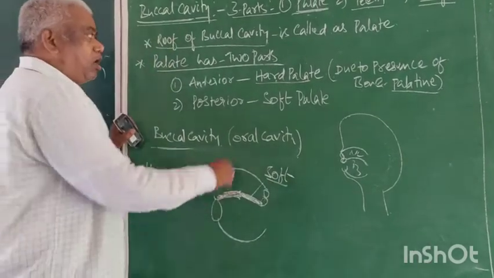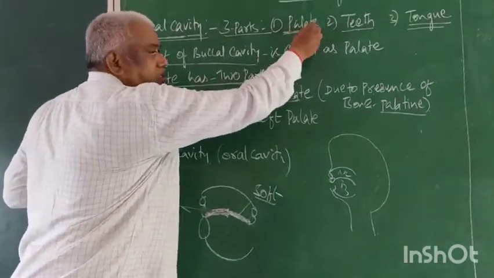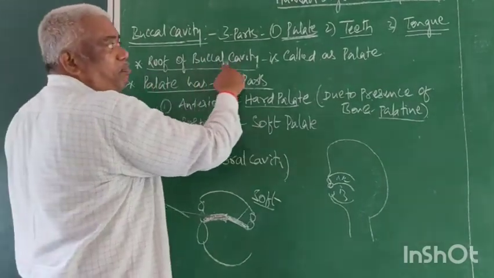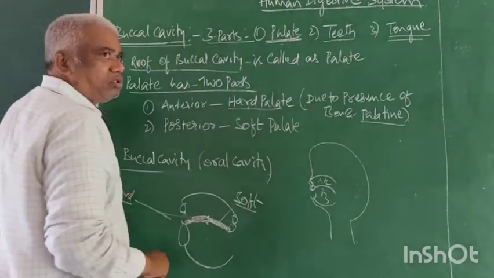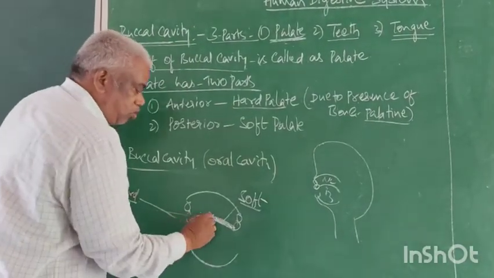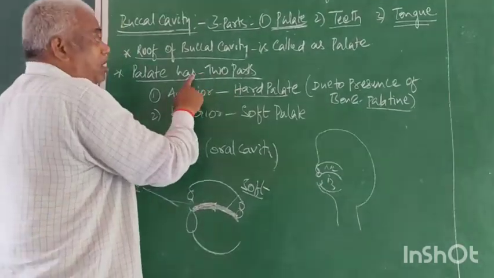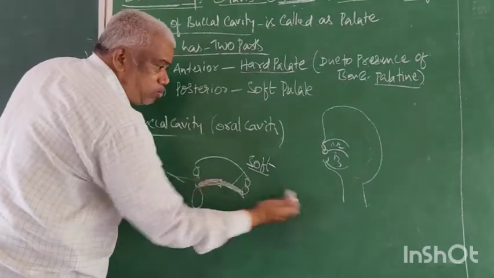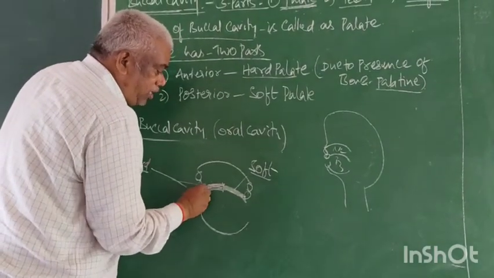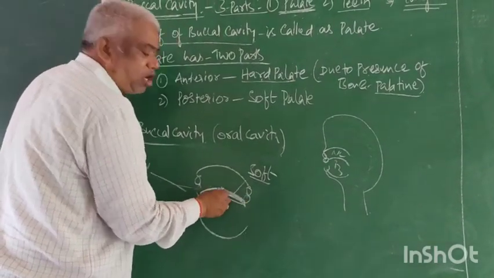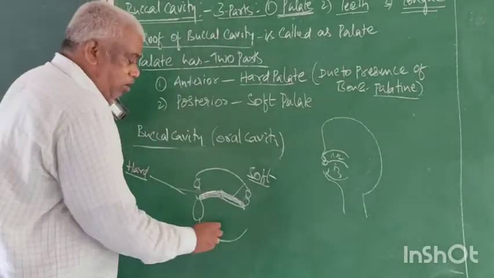Once again, what is this? Palate. Definition: the roof of the buccal cavity is called the palate. This is the roof. Total is called palate, but the palate has two parts: anterior palate and posterior palate. The anterior palate is the hard palate, and the posterior palate is called the soft palate. That's all.